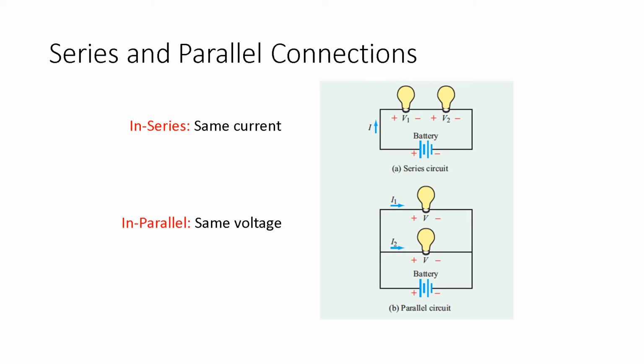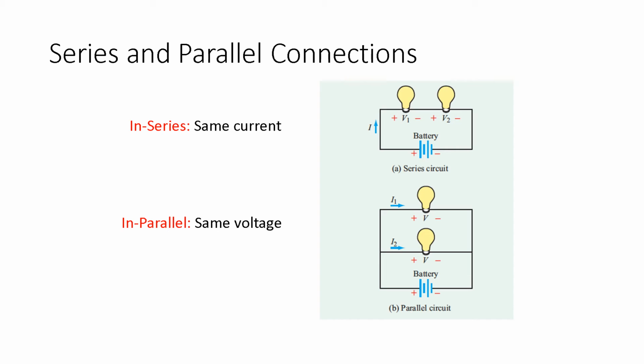If you have 1 amp of current coming out of the battery, you're going to have 1 amp of current coming back through the battery. Current is conserved in this system. Now, in parallel, the important concept is you're going to have the same voltage at those points.